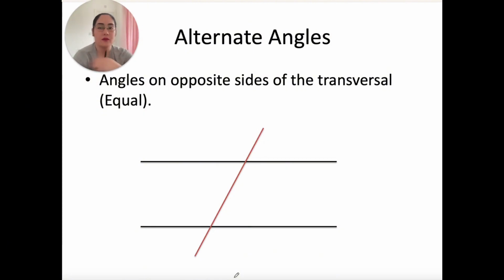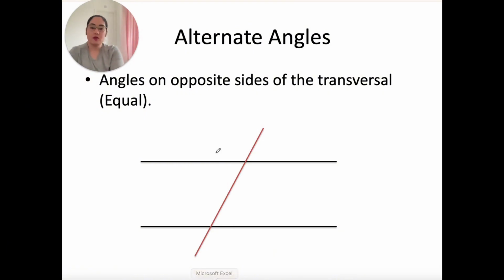Next one are alternate angles. Now, alternate angles, again, the mathematical definition is they're the angles on opposite sides of the transversal, but inside the parallel lines. So opposite sides of the transversal, these two would be the same as each other. These two would also be the same as each other.